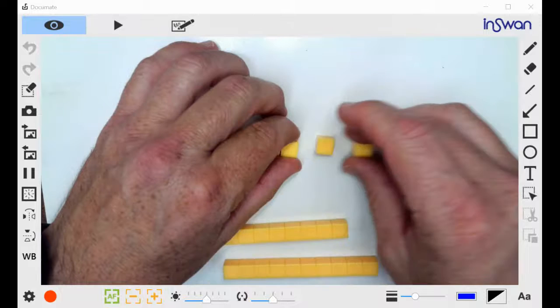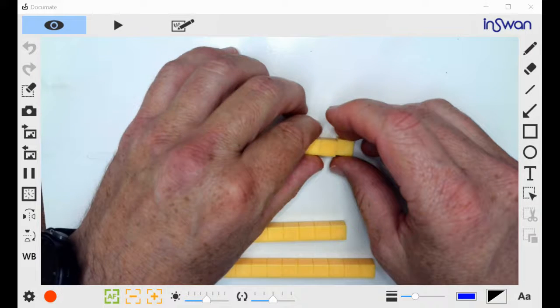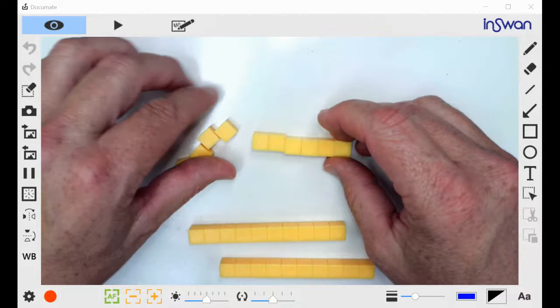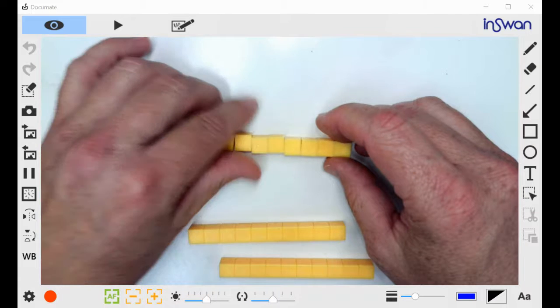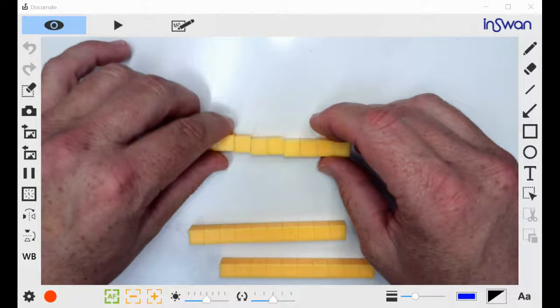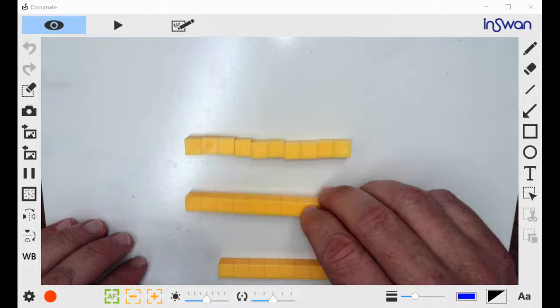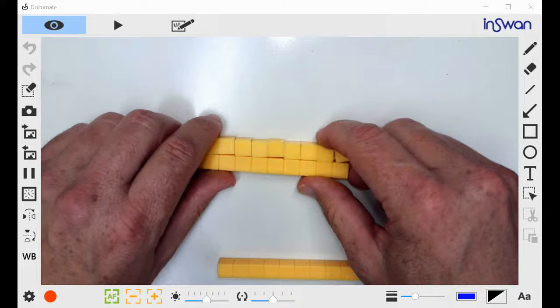So we have single units. Each unit is worth 1. And if we put 10 of them together, they exactly match one of the 10 blocks.